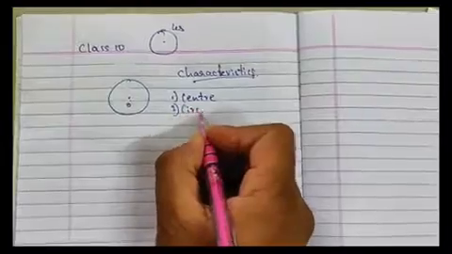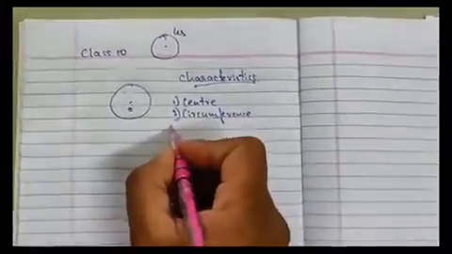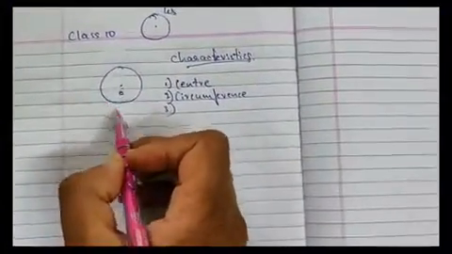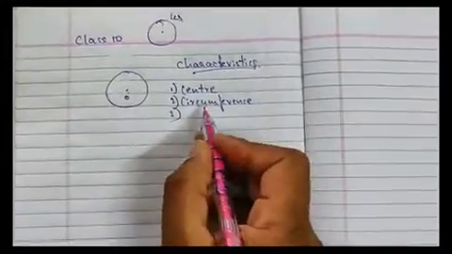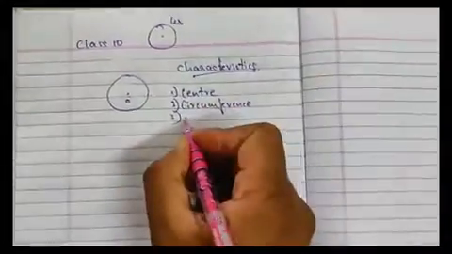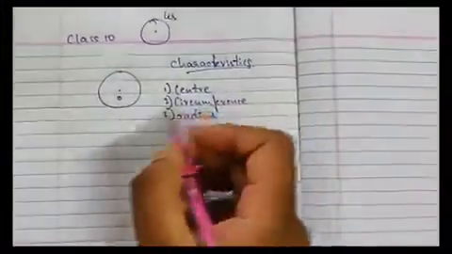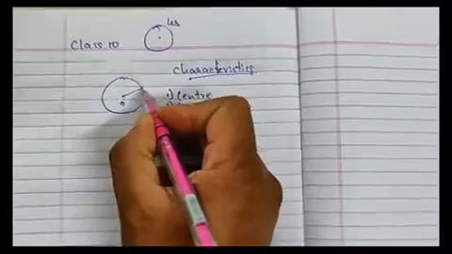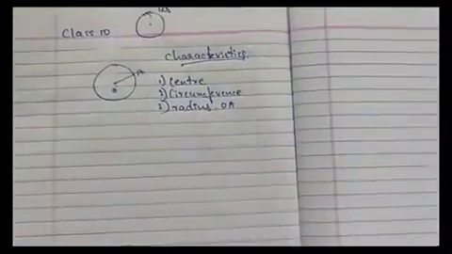Second, circumference. What is circumference? When we join each point on this circle, we get the outline. This outline we call the circumference of a circle. Third is radius. Radius is nothing but the distance between the center and any point on the circumference of the circle. So in this example, OA is the radius.